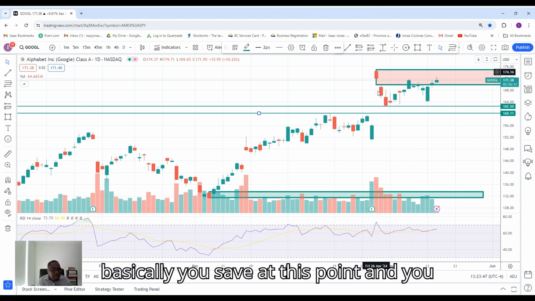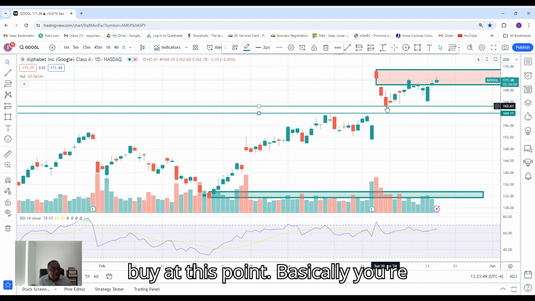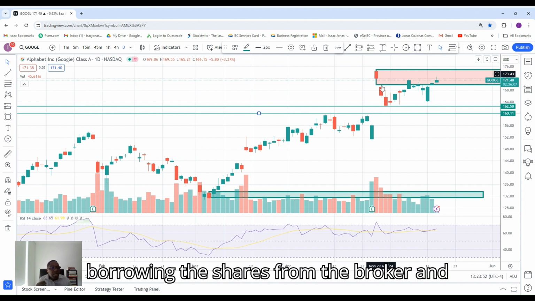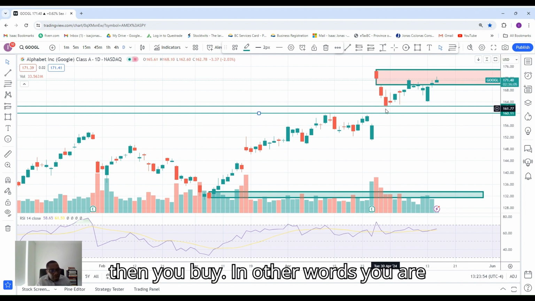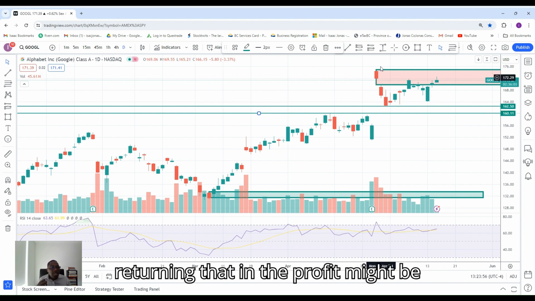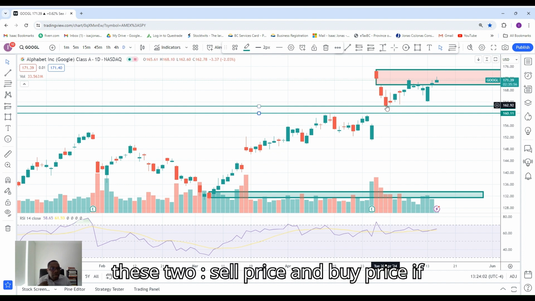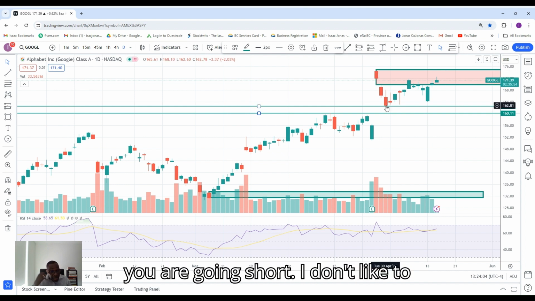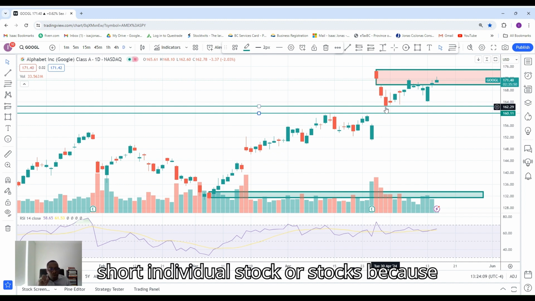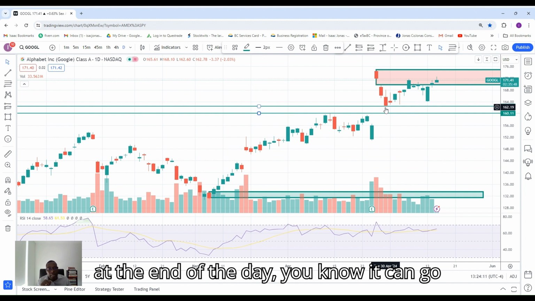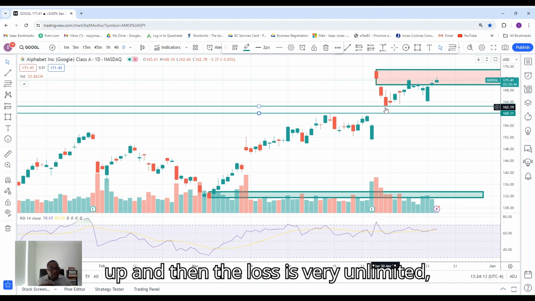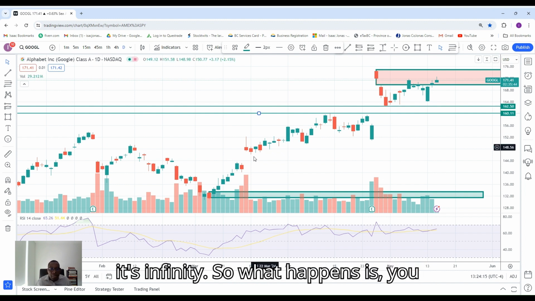If you short, basically you sell at this point and you buy at this point. Basically, you're borrowing the shares from the broker, and then you buy back. The profit will be the difference between this sell price and buy price. If you are going short, I don't like to short individual stocks, because at the end of the day, it can go up and then the loss is unlimited, it's infinite.